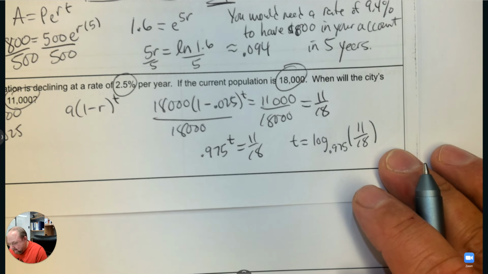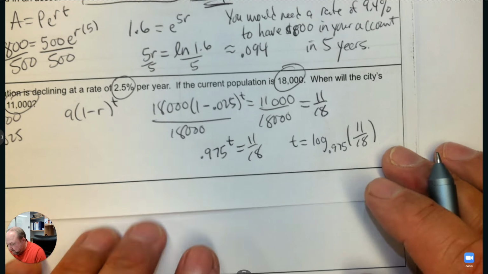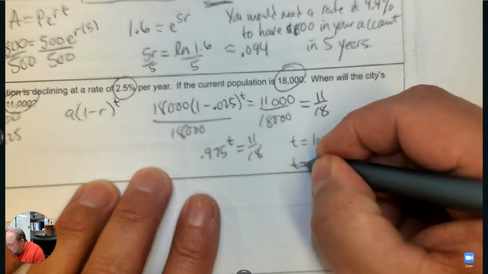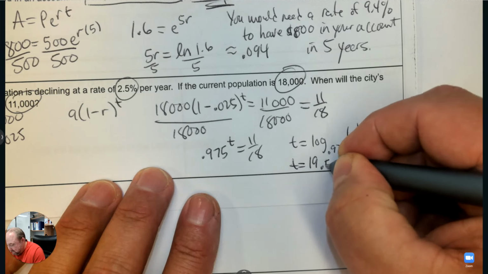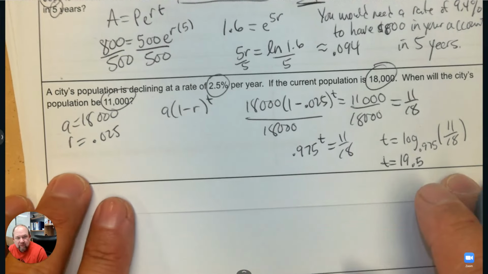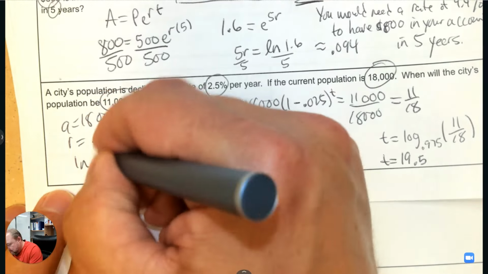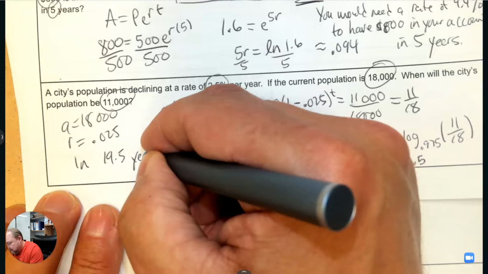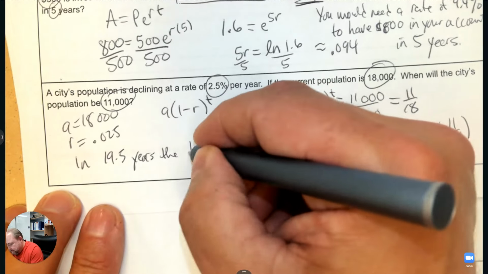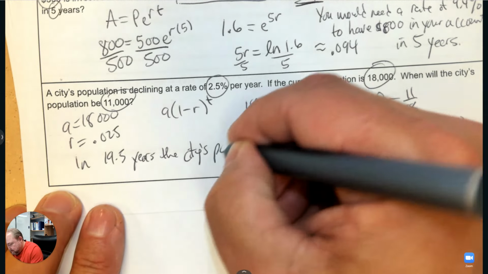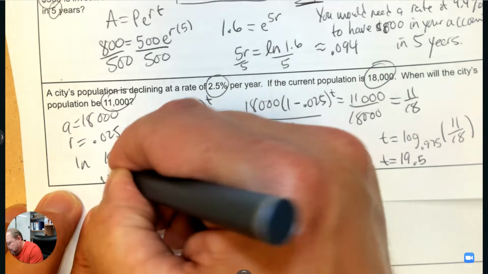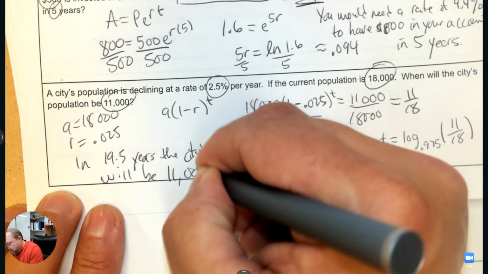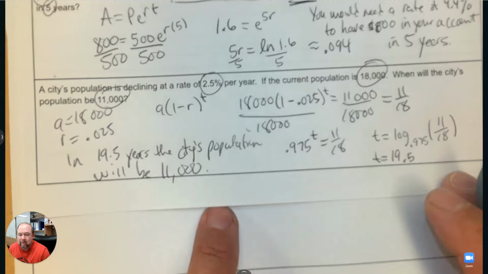So I'm going to go log of 11 divided by 18, divided by log of 0.975. And then I get the number of years would be 19.5, like 19 and a half years. So in 19 and a half years, the city's population will be 11,000.